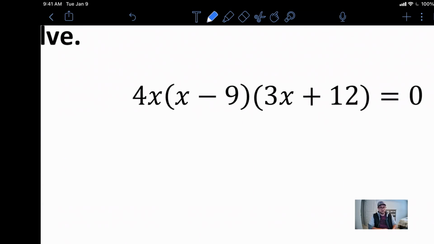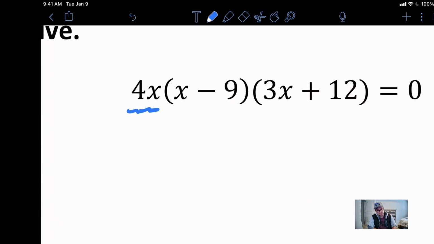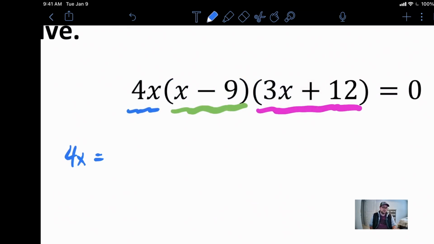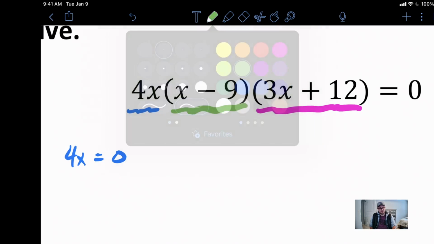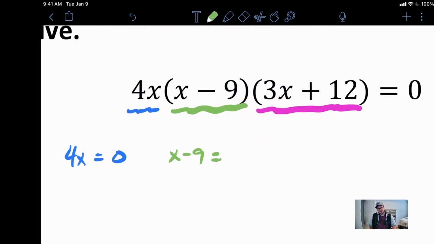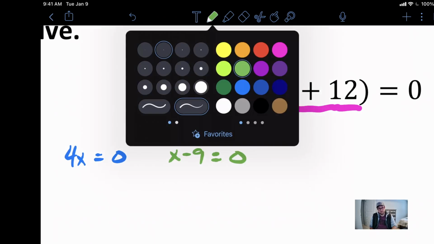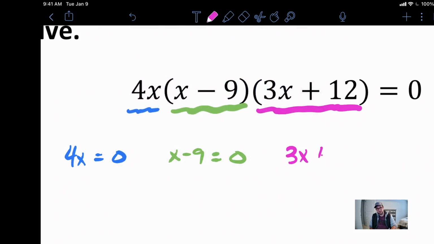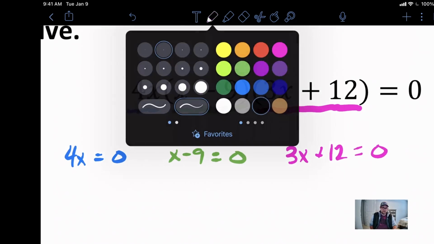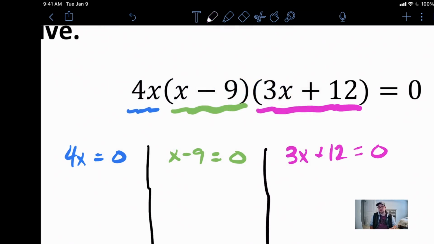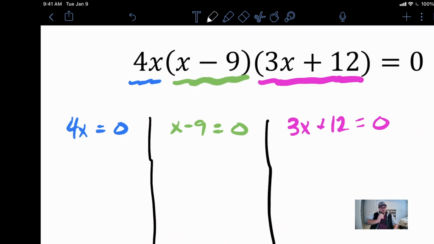So here's another one for us to consider. Here's going to be our blue part, here's going to be our green part, and here's going to be our pink part. What we're going to do is just set up our separate equations. So 4x equals 0. x minus 9 equals 0. 3x plus 12 equals 0. Once you set up those pieces, like I said, I like to stay organized. Once you set up those pieces, then we just need to solve.